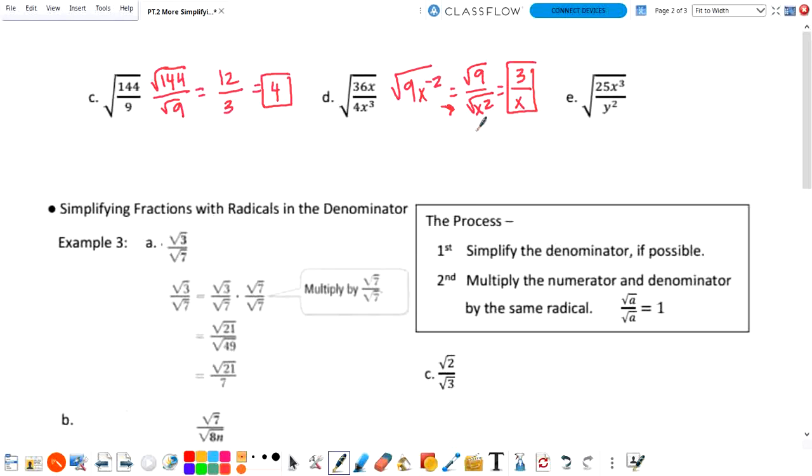All right, and then the last one like this, we have the square root of 25x cubed divided by y squared. Let's go ahead and break that up. We need to figure out a way to pull out perfect squares from this. 25 is a perfect square, and x squared is a perfect square. So we need to pull out one of those x's so that we can simplify as much as possible. So that would be 25x squared times x.